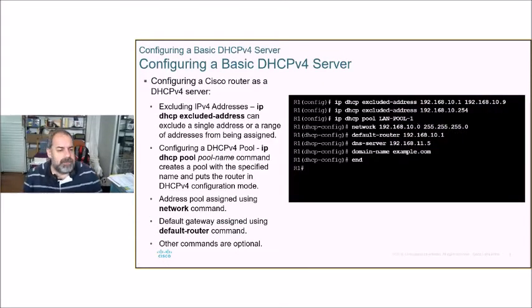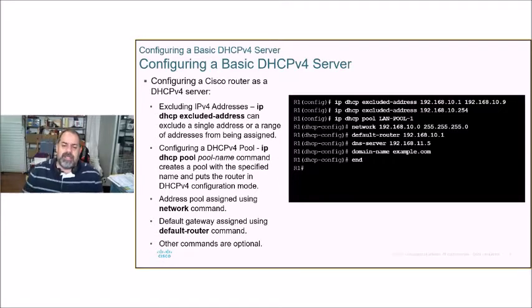So how do we configure it on a Cisco router? Basically we create a pool, and we have to give that pool a name. So ip dhcp pool, and then give it a name. So Fred, Mary, LAN pool 1. Probably better than Fred or Mary.